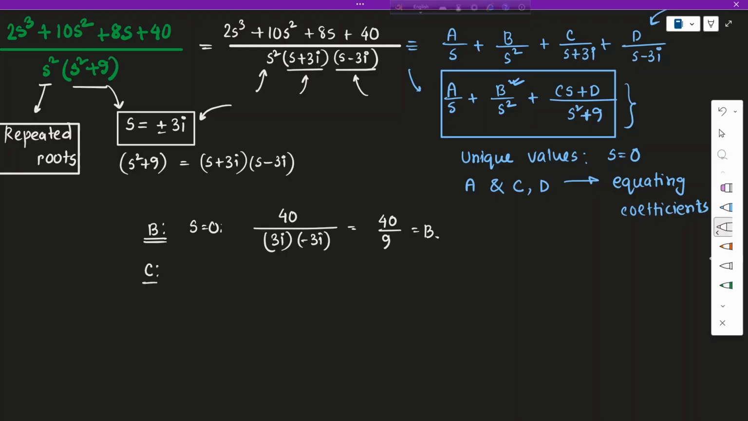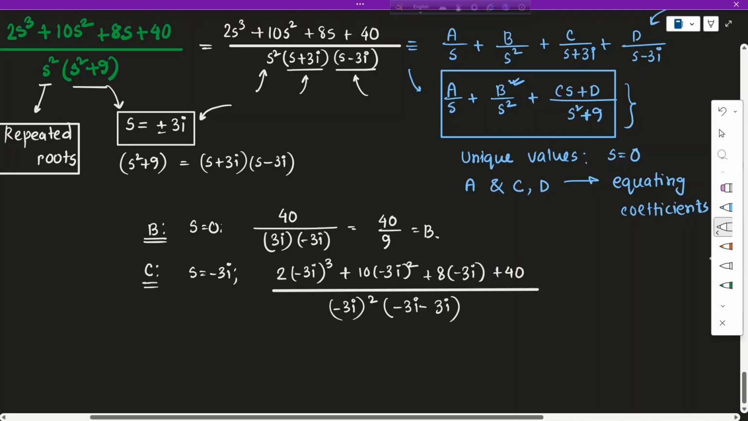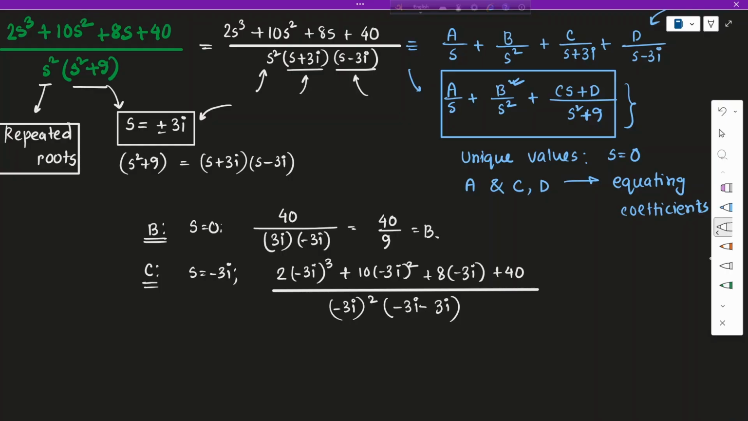And in order to get the value of c, we're going to have to put s equals minus 3i. This is the expression that becomes when we plug in s equals minus 3i into the left side expression. How to solve it? It's not that complex to solve. We're just going to switch our calculator into complex mode, plug in the value of minus 3i manually, and let the calculator do all the calculations. So the result becomes 5 by 9 plus 25 by 27 i.